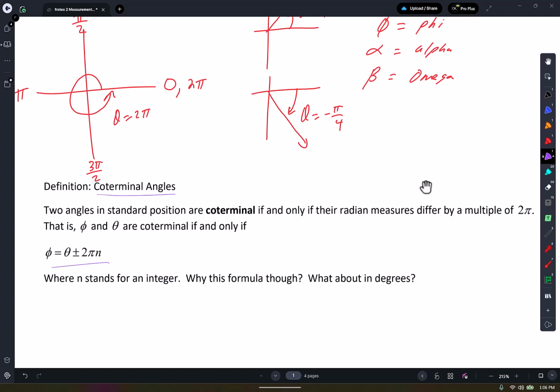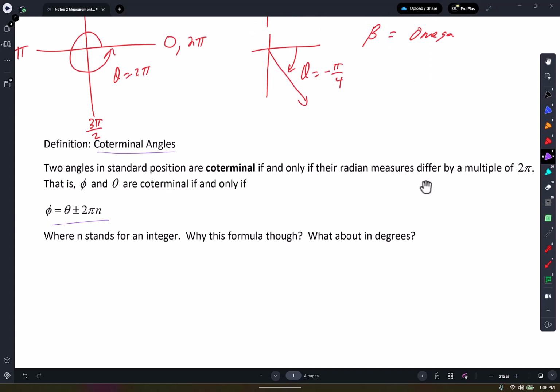Why this formula though? What about in degrees? Okay, so don't freak out. Coterminal just means that I want the same ray. So you guys are probably more comfortable with degrees, so I'll start off with degrees.